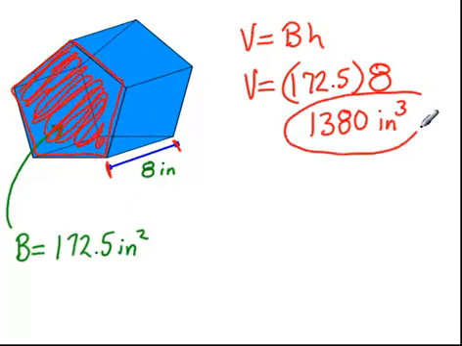So if we had the ability to draw all those little bitty cubes in there, 1 inch by 1 inch by 1 inch, we would come out with almost 1,400 of those cubes. Finding the volume.